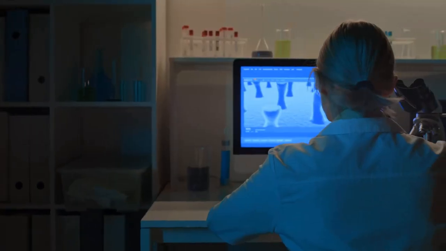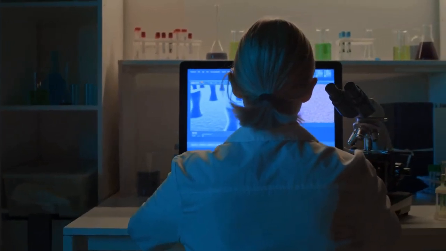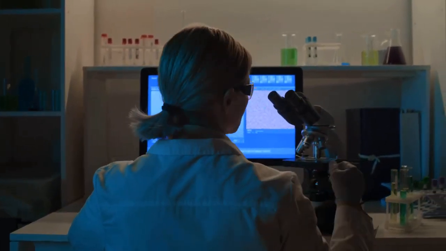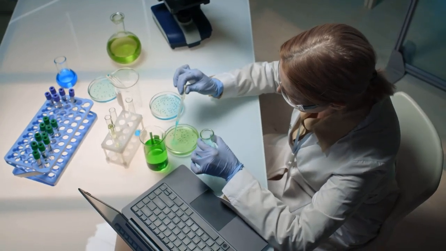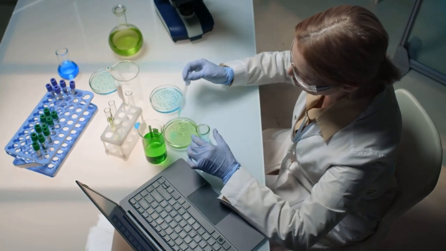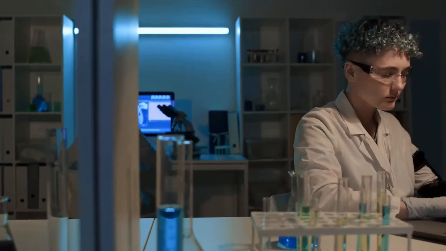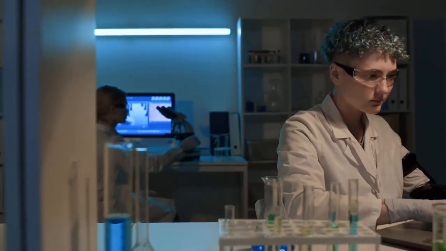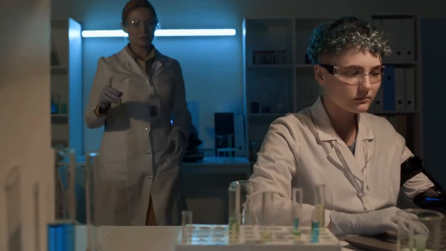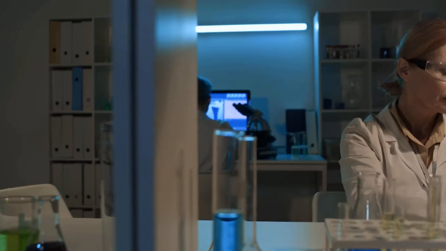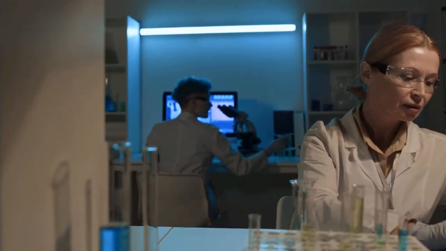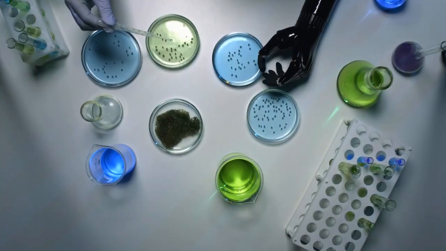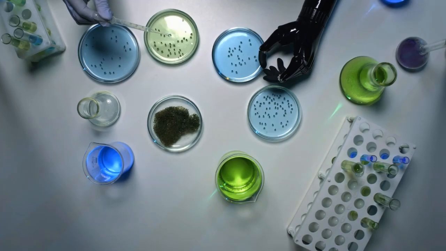This method allows for the efficient production of secondary metabolites, offering a sustainable alternative to traditional plant harvesting. By using tissue culture, we can produce these valuable compounds in a controlled environment, ensuring consistent quality and supply, regardless of seasonal or geographical variations. The process of producing secondary metabolites through plant tissue culture involves several key steps.